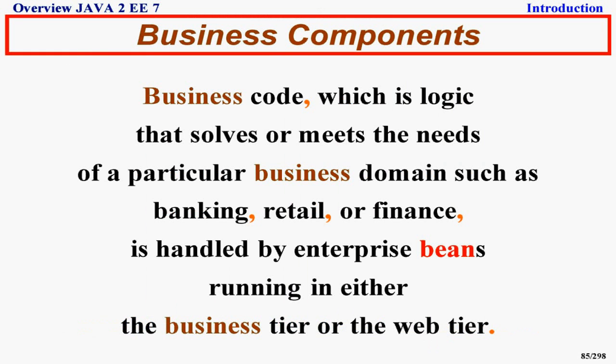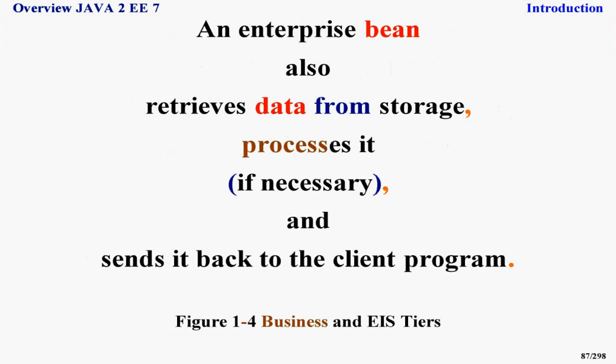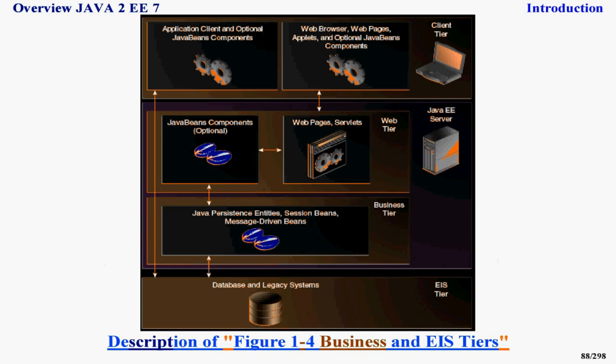Business components. Business code, which is logic that solves or meets the needs of a particular business domain such as banking, retail, or finance, is handled by Enterprise Beans running in either the business tier or the web tier. Figure 1-4 shows how an Enterprise Bean receives data from client programs, processes it if necessary, and sends it to the Enterprise Information System tier for storage. An Enterprise Bean also retrieves data from storage, processes it if necessary, and sends it back to the client program. Figure 1-4 Business and EIS tiers.